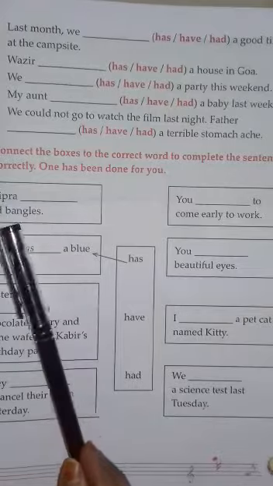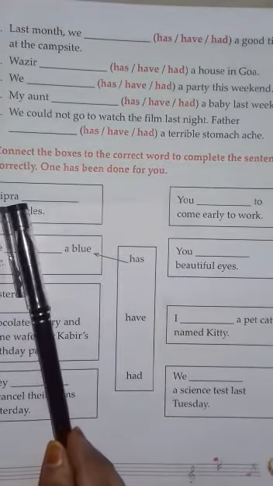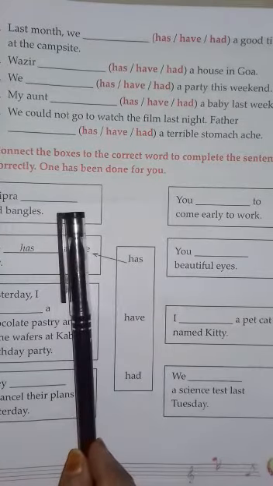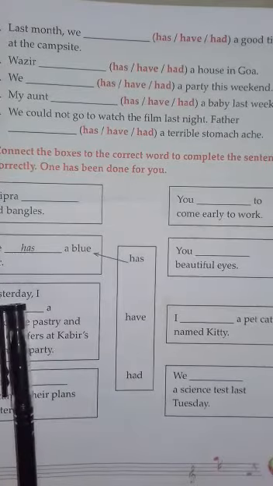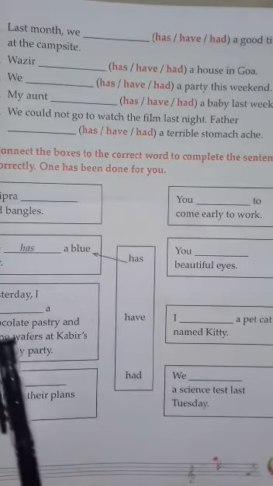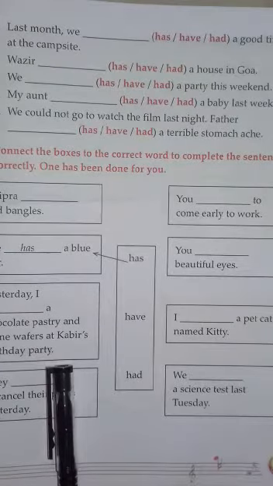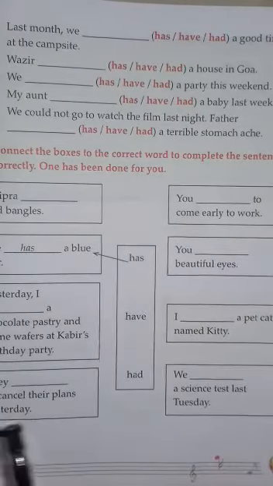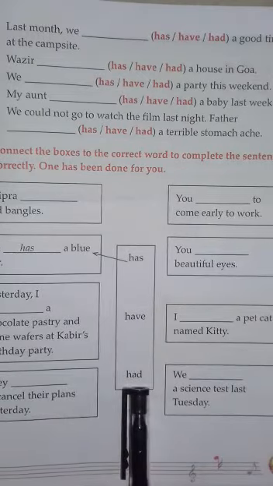Shipra has red bangles. Shipra means one girl, so it means she. If there is she, then we will use has, because it is not about the past. Yesterday means the past, so I had a chocolate pastry and some wafers at Kabir's birthday party. They had to cancel their plans yesterday. Yesterday means the past, so here also you will use had.